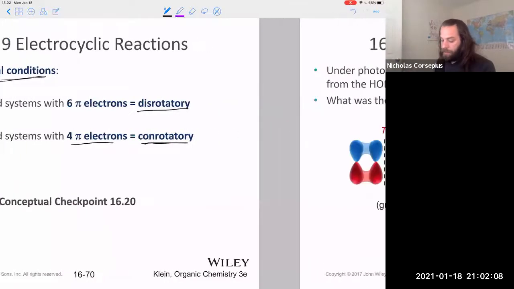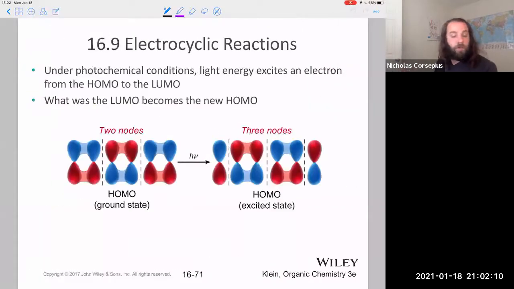So now, how does that differ then with light? Well, remember what light does is it actually excites an electron from the HOMO to the LUMO, right? To that lowest unoccupied molecular orbital. So now, instead of starting out with a molecular orbital picture that has 2 nodes, we're going to excite it and go to what used to be the LUMO. It's the new HOMO, old LUMO. And that has 3 nodes.